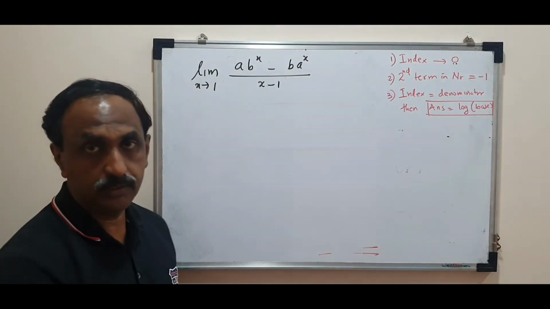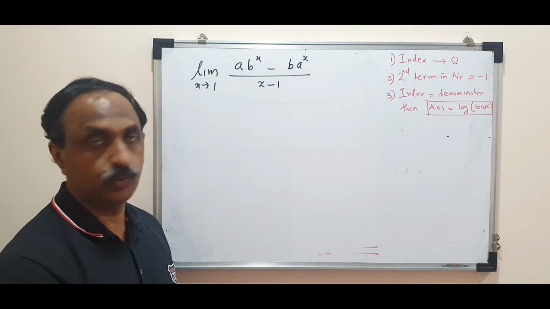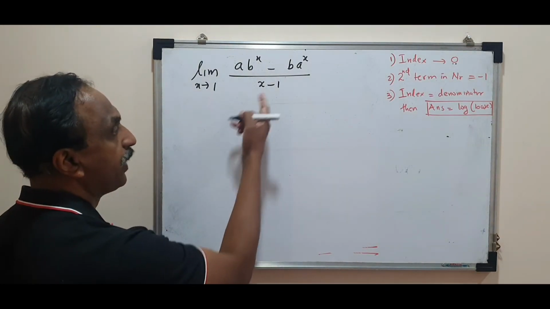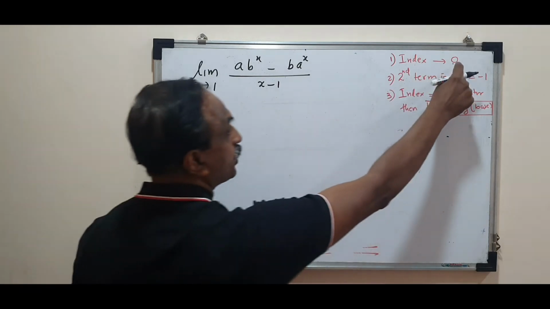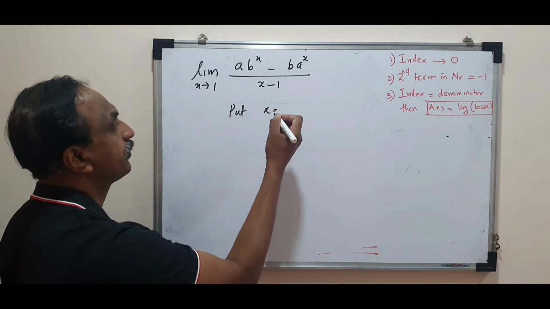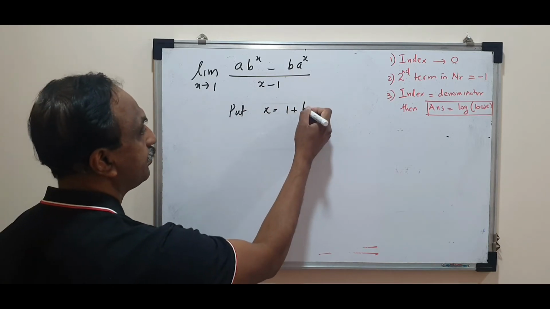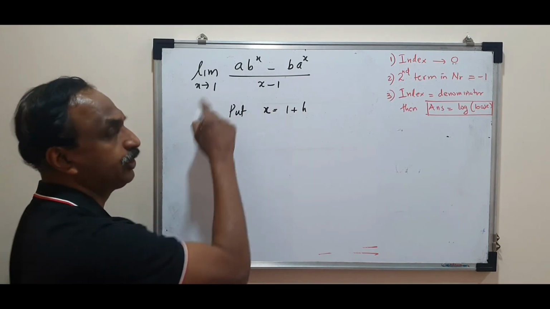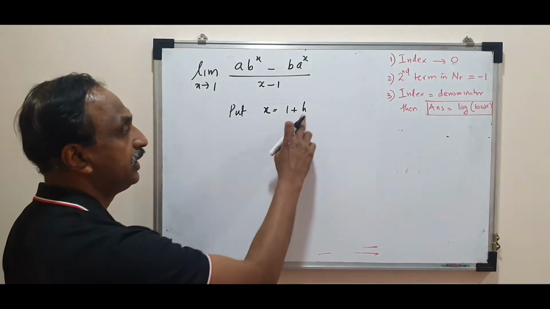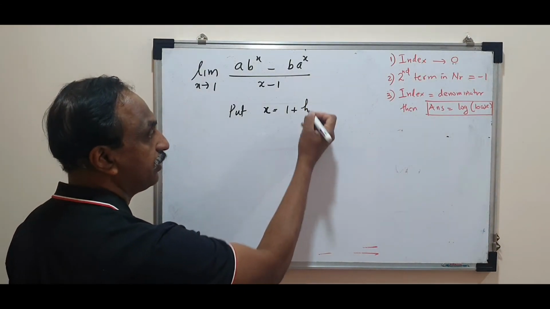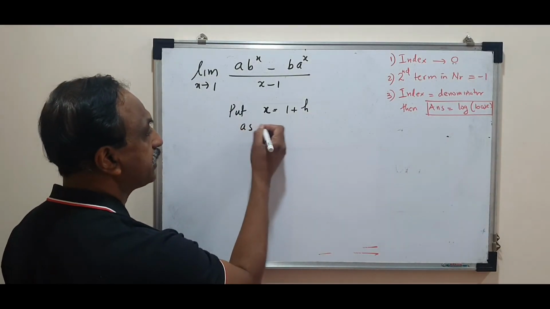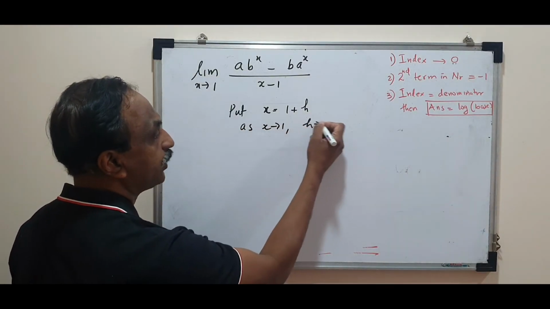This problem can be done in 2 ways. You can use the formula. You can also use L'Hopital's rule. I'll first do by the formula. If I want to apply the formula, I need to have tending to 0. So I will put x as 1 plus h. X tending to 1 means x is either little more than 1 or little less than 1. If h is a positive number, little more than 1. If h is a negative number, less than 1. But as x is tending to 1, h will tend to 0.